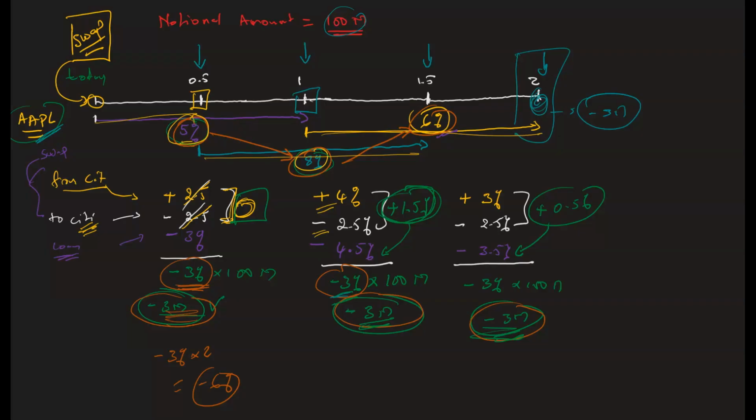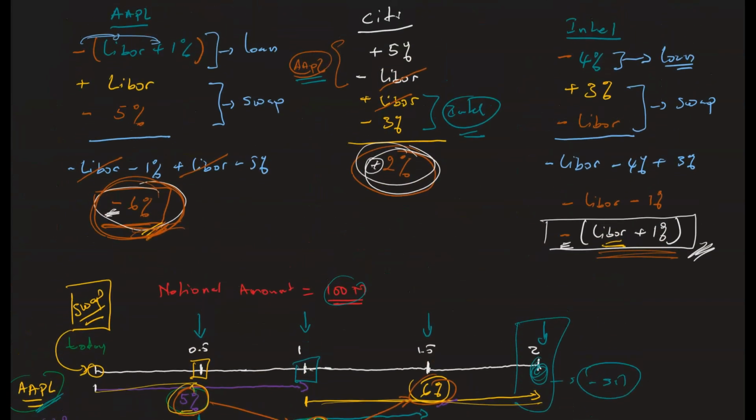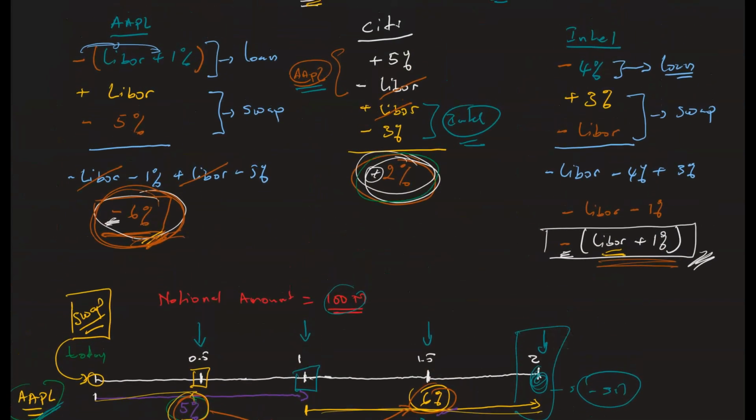Now you remember that here Citi earned a 2%. And it's a 2% annual rate, which means that every semi-annual period when these exchanges occur, Citi is actually going to earn on that same notional amount, which is 100 million. So 2% annually means Citi is going to take 1% semi-annually times 100 million, which is going to be 1 million.